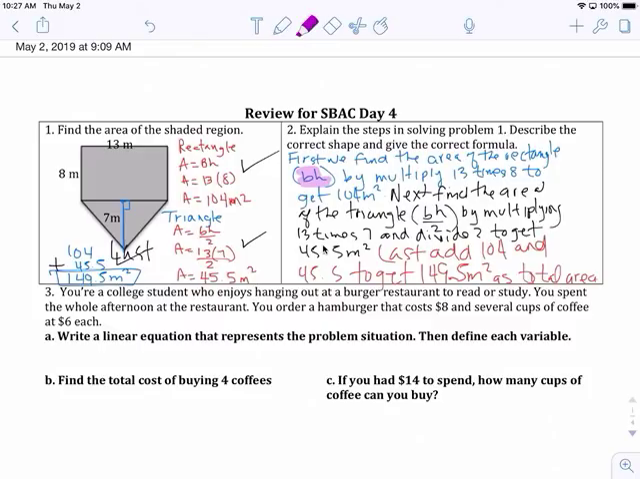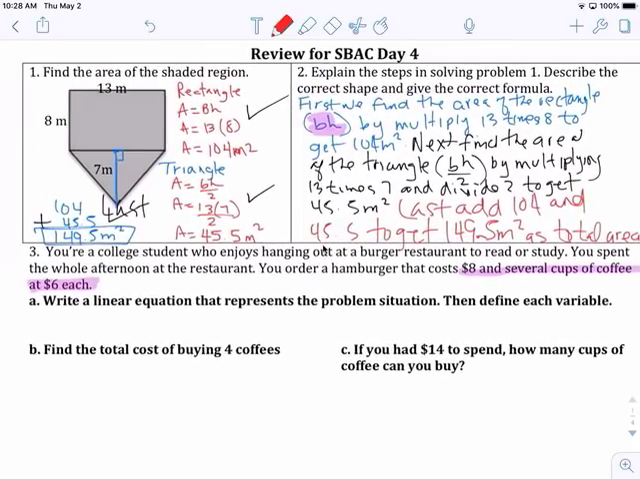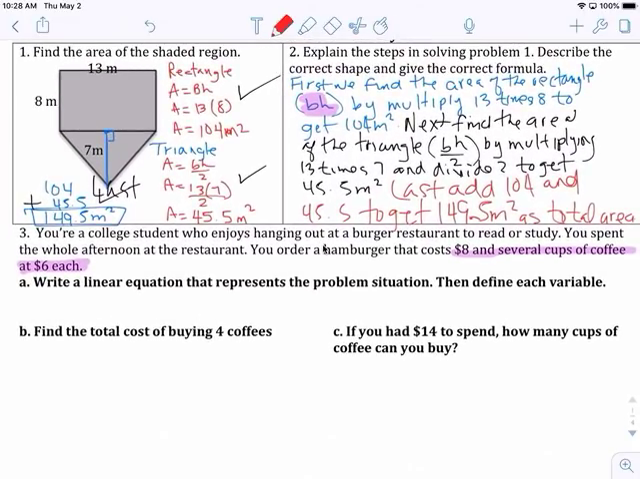Number 3, you're a college student who enjoys hanging out at a burger restaurant to read or study. You spent a whole afternoon in the restaurant. You ordered a hamburger that cost $8 and several cups of coffee for $6 each. Okay, how would you write this, Heidi, as an expression?